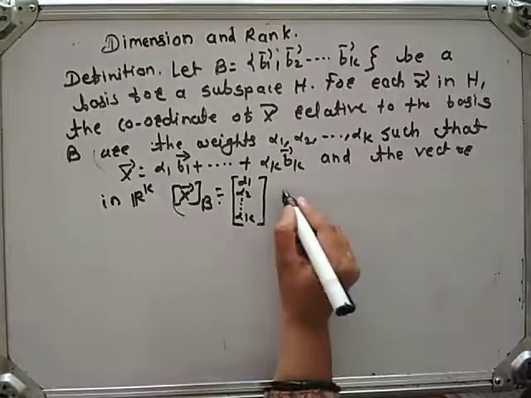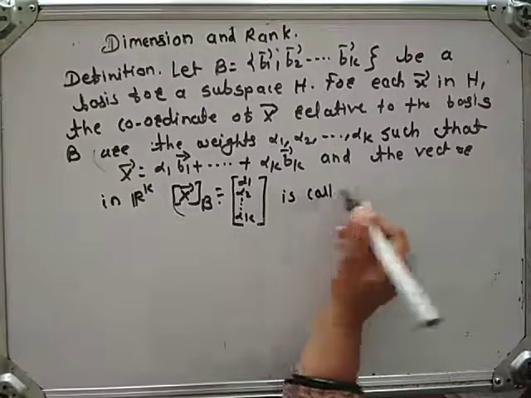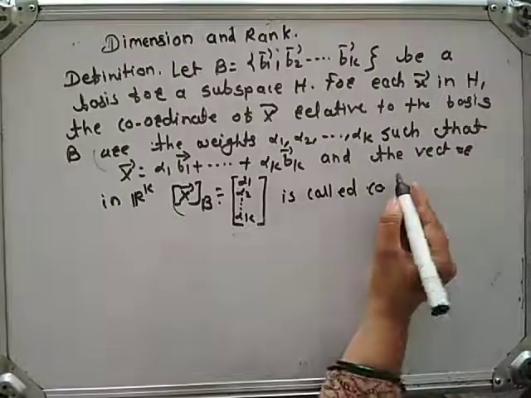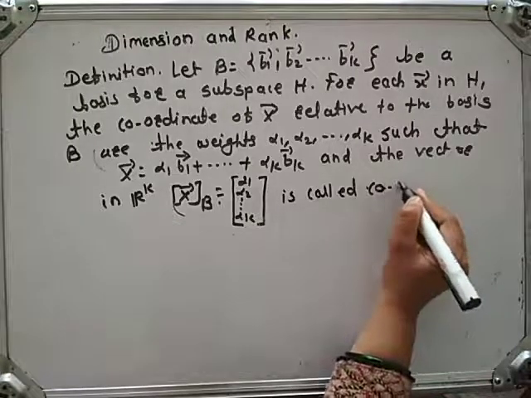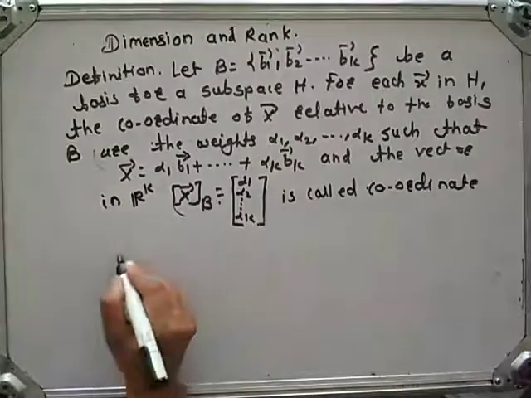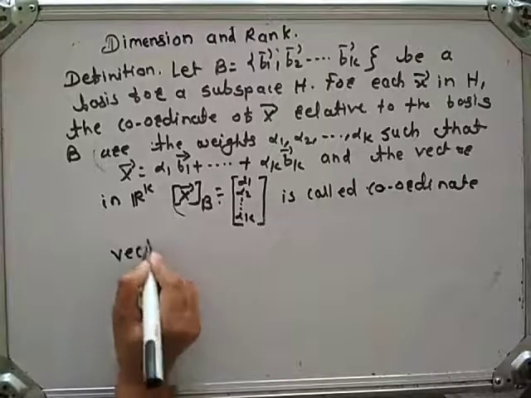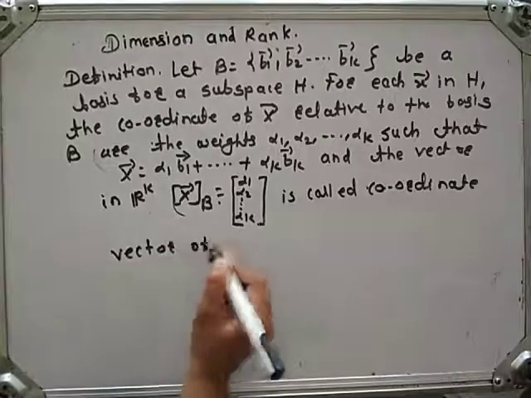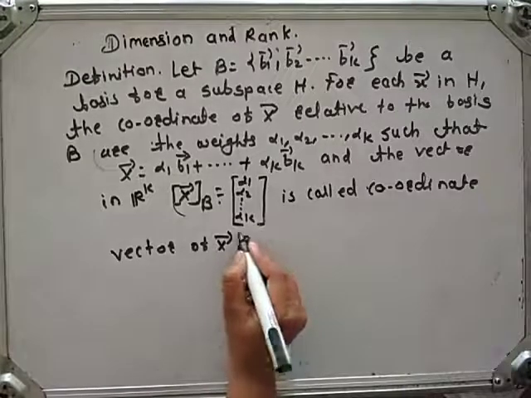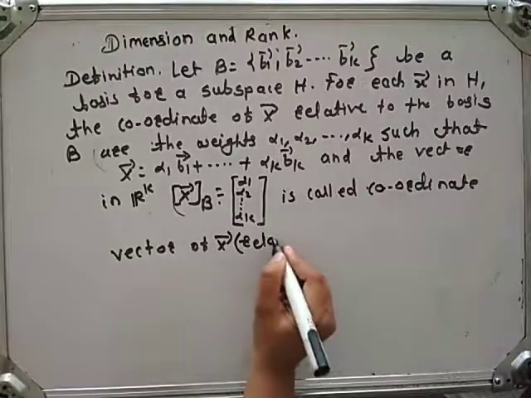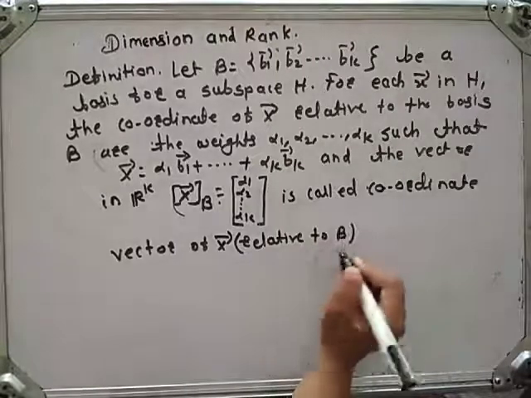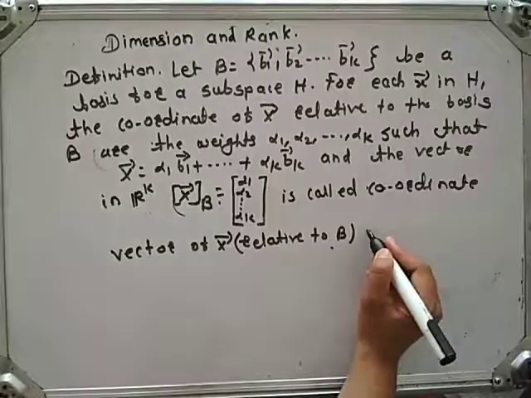Okay. It's called the coordinate vector of x bar relative to the basis B, or the B coordinate vector.